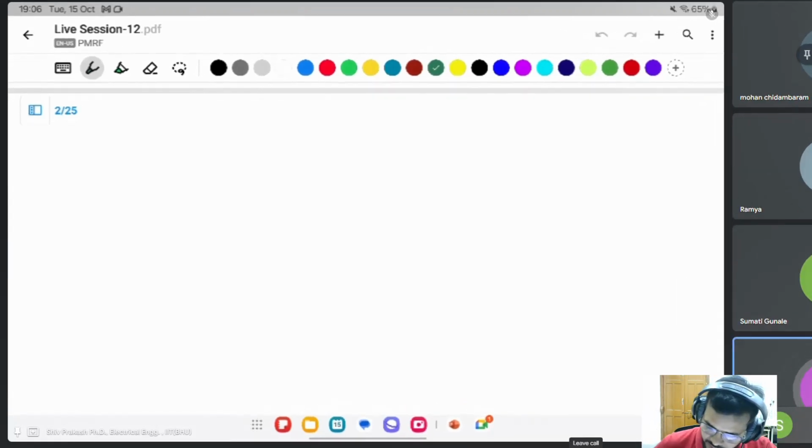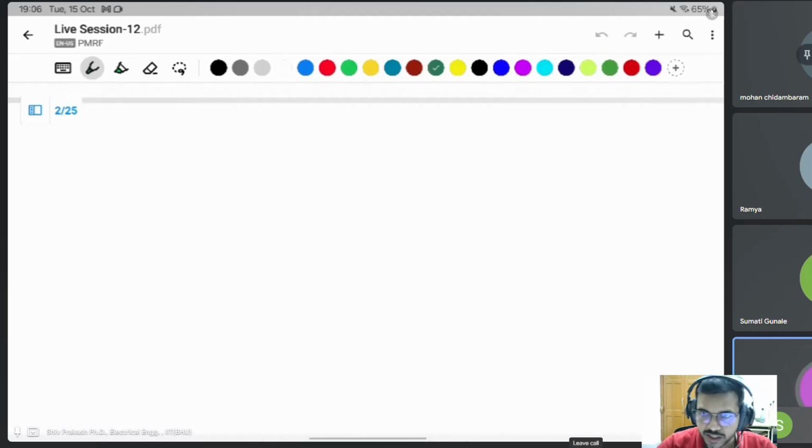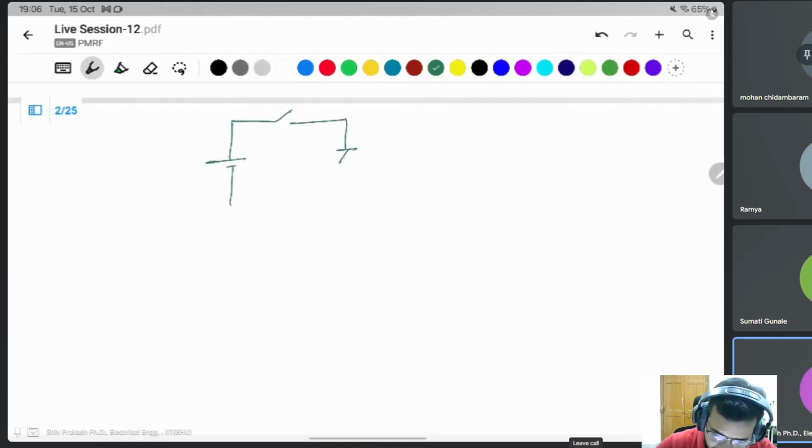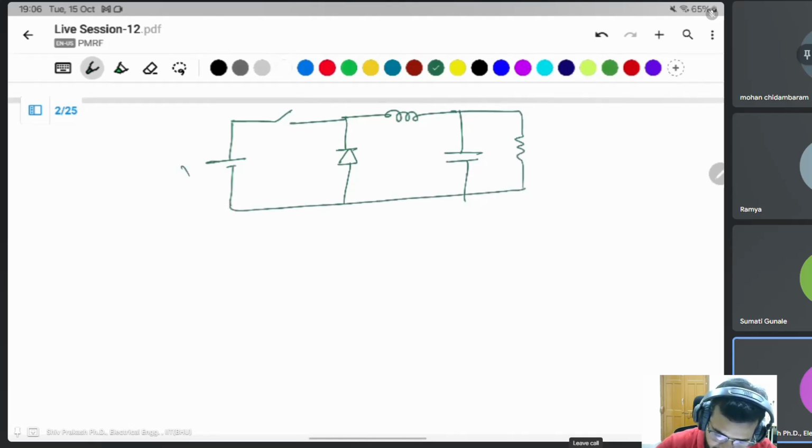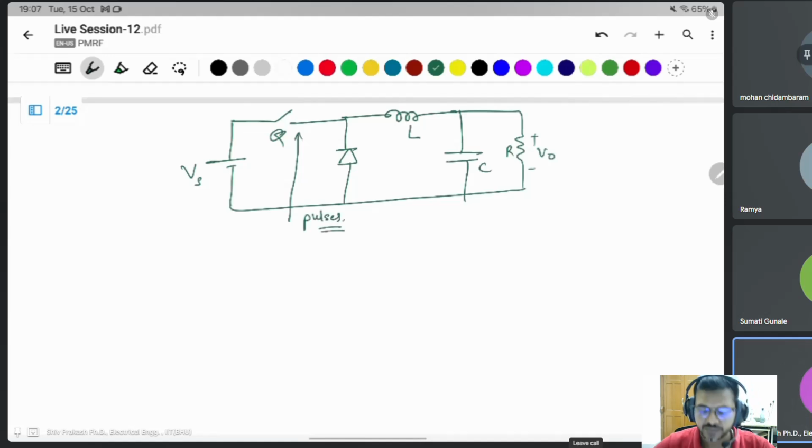Simply, you know about the converter. Very simple, suppose a buck converter. Its switch Q needs the pulses. And how do you generate the pulses? You give them from the microcontroller circuit.